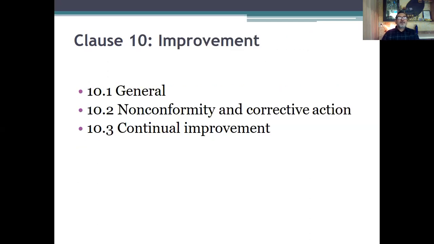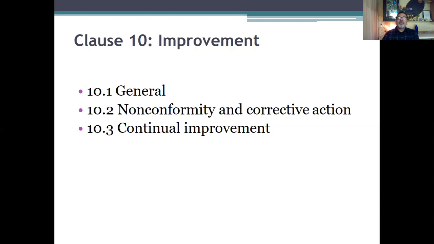Clause number 10, improvement. 10.1 general. Outputs from management reviews, internal audits, and compliance and performance evaluation should be used to form the basis for improvement actions. Improvement examples should include corrective action, reorganization, innovation, and continual improvement programs.